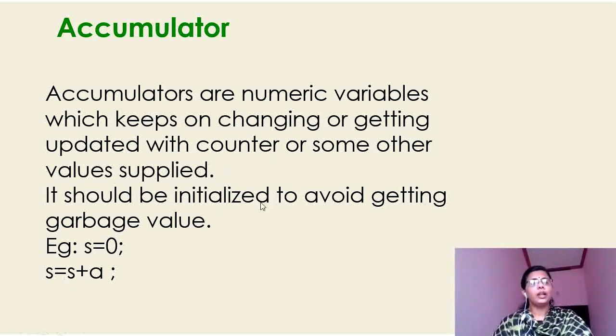It should be initialized. Even if a counter is not initialized, there is not much of an error, but in an accumulator, if it is not initialized, you will be getting some junk value, or we call it a garbage value, in your program, and your program output may not come out correct. So whenever you are making use of an accumulator, whenever you have statements like this, you have to initialize your accumulator with a value. Normally we go with 0 if it is an integer. Clear?